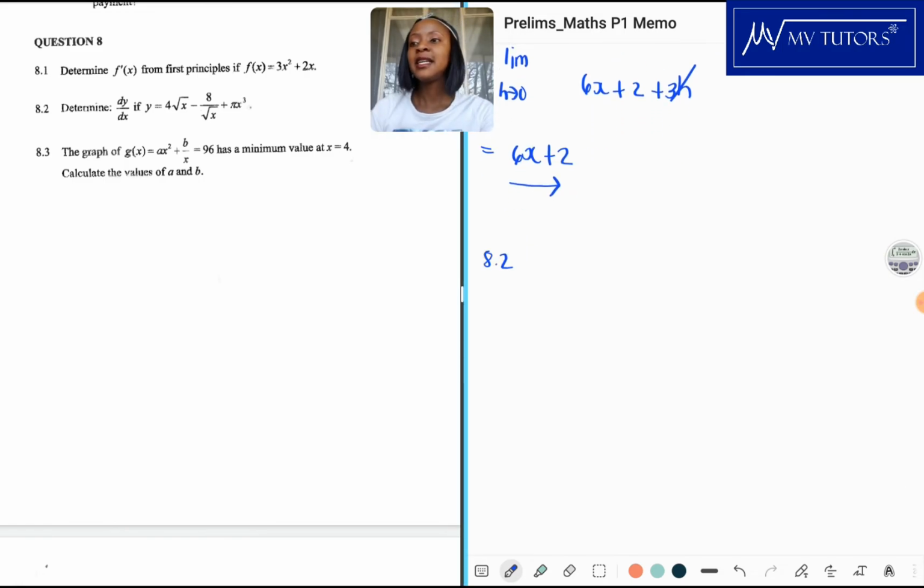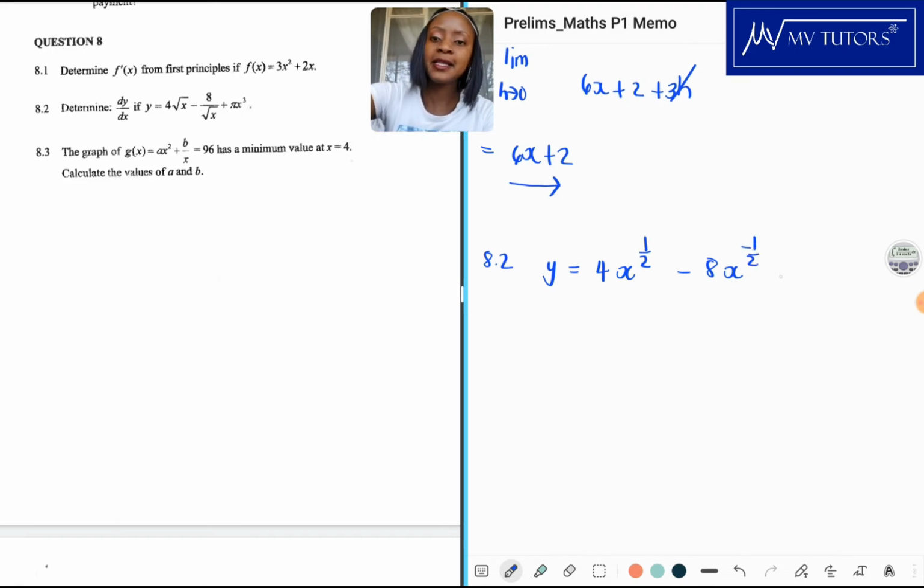Now we get to determining dy/dx if we have y in that form. I'm just going to write it in a form that will be workable from now. So we have 4 root x, which is the same as 4x to the power a half, then minus 8 over root x, which is basically x to the power negative a half, plus pi x cubed. Now I can do dy/dx, differentiate y in terms of x.